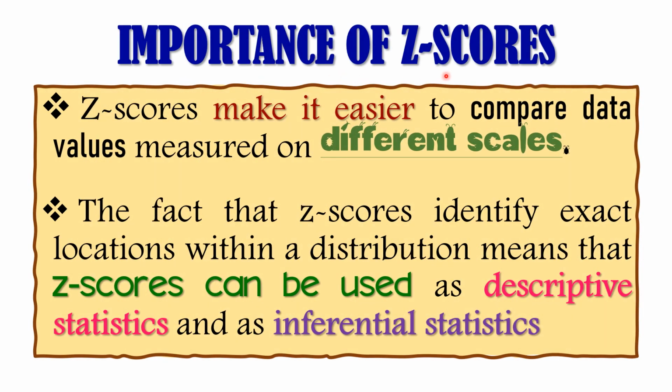Now, let's talk about the importance of z-scores. Z-scores make it easier to compare data values measured on different scales. When we say different scales, it talks about nominal, ordinal, interval, and ratio scales or levels of measurement, which we talked about in our previous topic. Since z-scores identify exact locations within a distribution, z-scores can be used as descriptive statistics and as inferential statistics. When we say statistics, it is just a representative that will represent the whole data or the population.